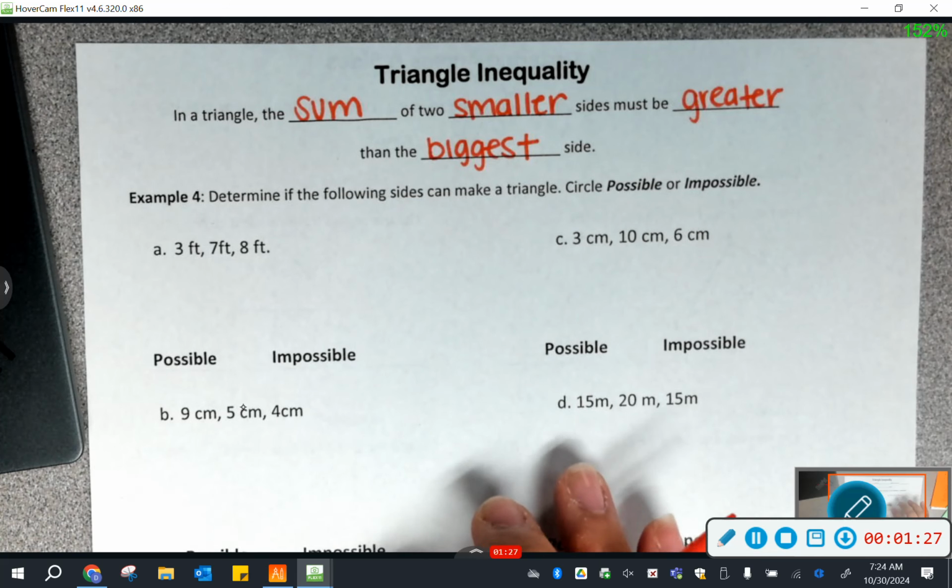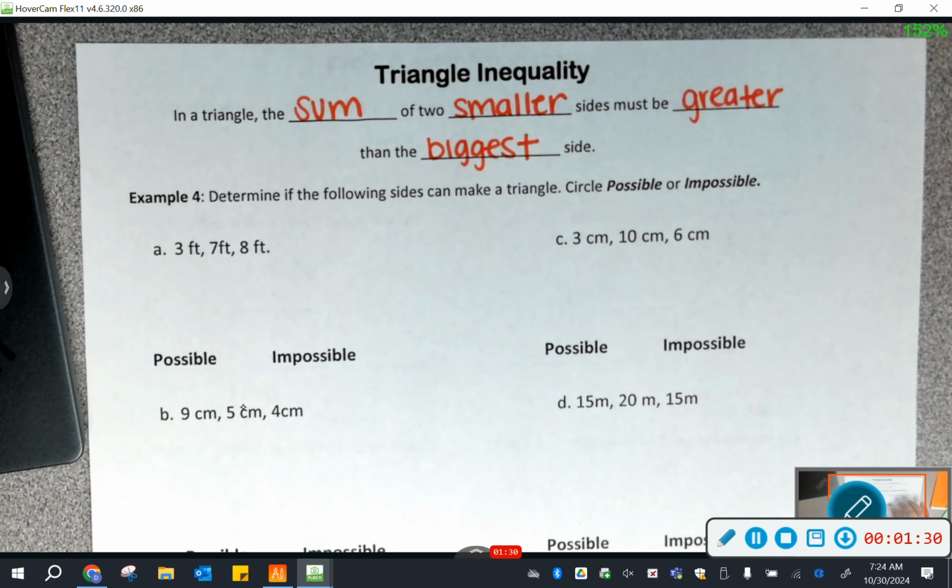I'm going to give you all a minute to fill that in. Please fill in those blanks. In a triangle, the sum of the two smaller sides must be greater than the biggest side. And I'll explain what that means.